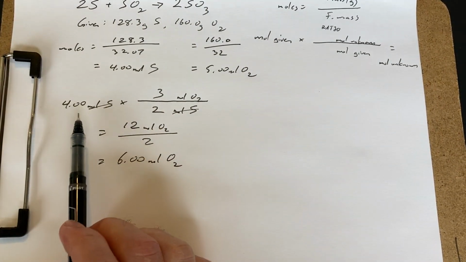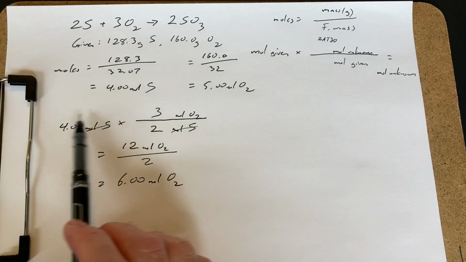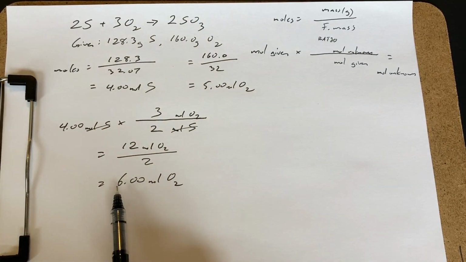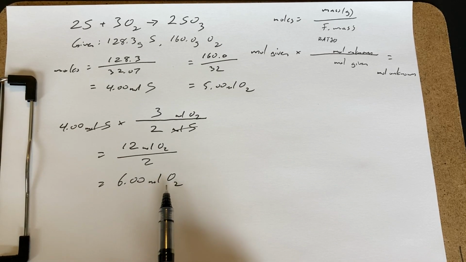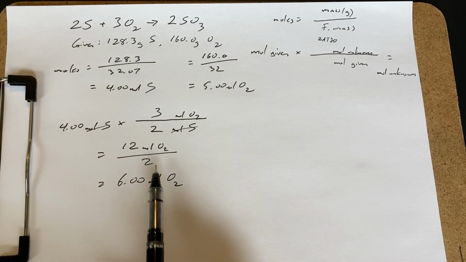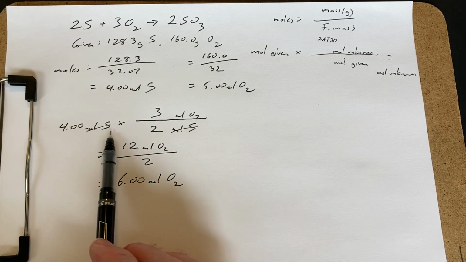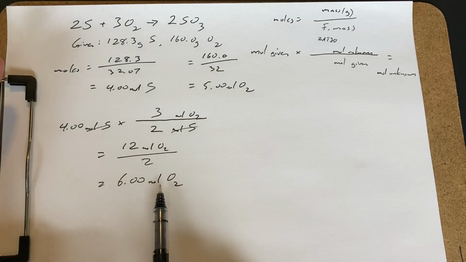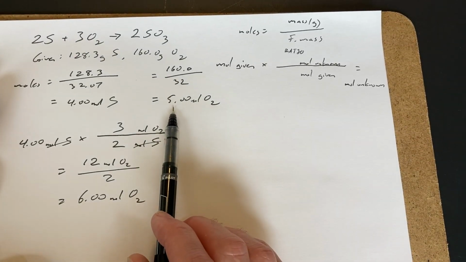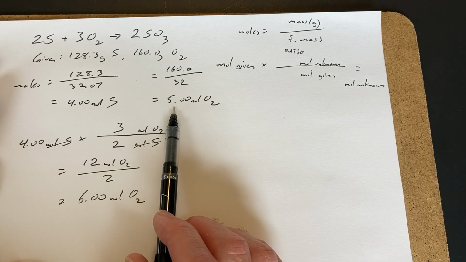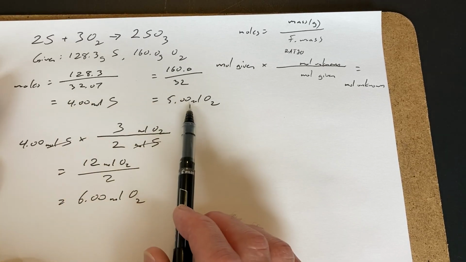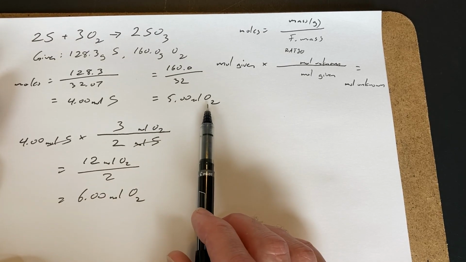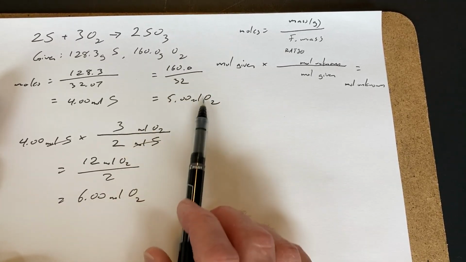This tells us that if we wanted to use up all 4.0 moles of the sulfur that we are starting with here, we would need 6.00 moles of oxygen gas. I'll say it again. If we wanted to use up all 4 moles of our sulfur, we would need 6 moles of O2. Well, how much O2 do we have? Well, we figured out we only have 5 moles of O2. If we wanted to use up all this sulfur, we would need 6 moles of O2, but we've only got 5. That means that the reaction is going to stop when the oxygen runs out.